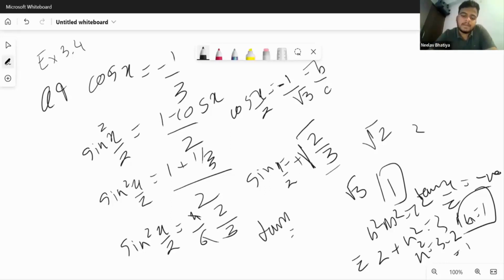Tan x by 2 is nothing but sin x by 2 upon cos x by 2, and it's negative. So it's nothing but minus 1 upon root. Makes sense? I've done nothing, I've just divided. Wait, I did something wrong.